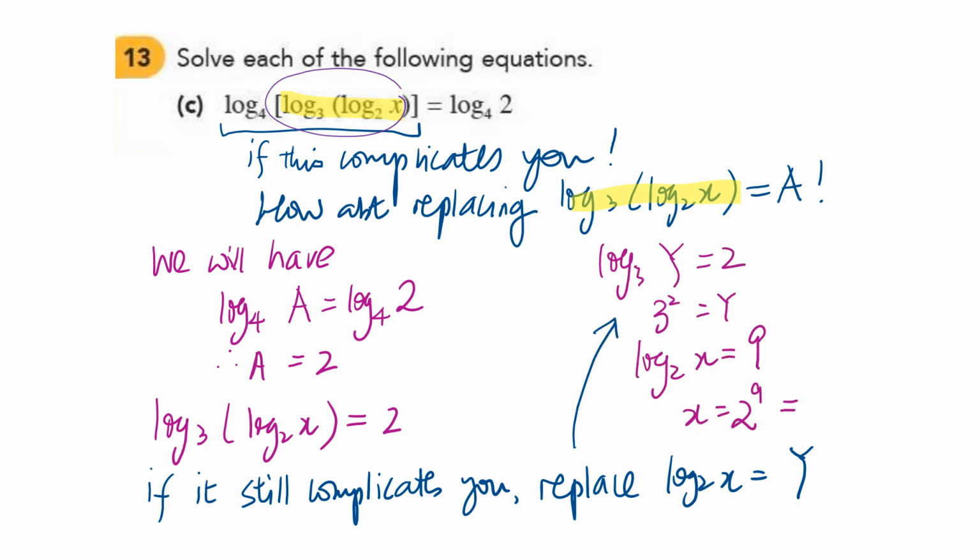Okay, and then you will get log y base 3 equals 2. You convert it into index form, 3 to the power of 2 equals y. And then just put that y, because you actually let y be log x base 2. And again, perform conversions from log to index form. So this question is just converting. You just keep converting from log to index, log to index. And the answer you get will be 512.